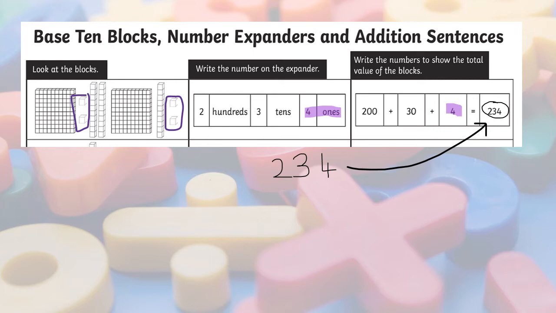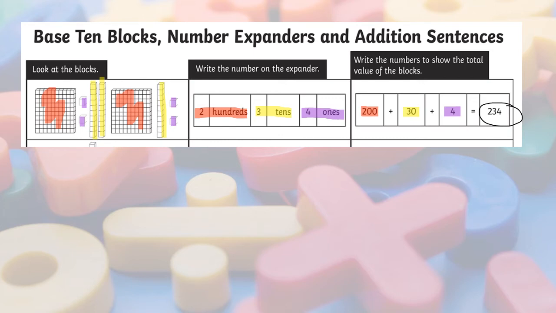So let's move on from there. Having a look at it all together, the red part is the 200, the yellow part is the 3 10s, the purple part is the 4 ones, and together they come to 234 when you've added them up.